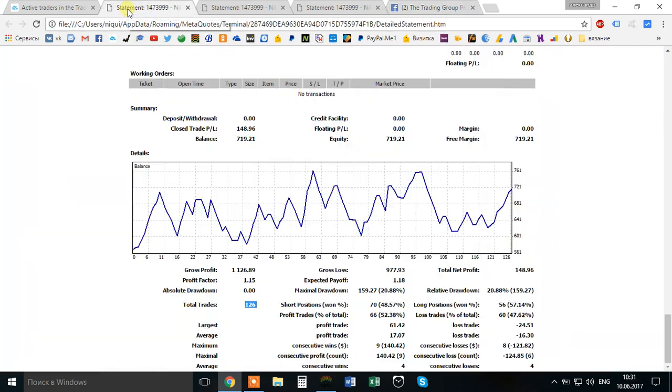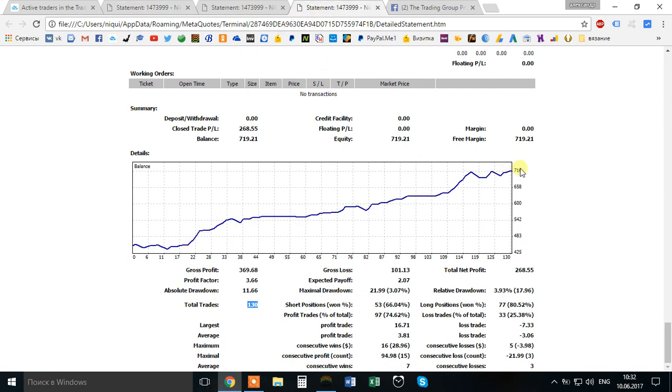So I suppose that was useful once again for you. When you feel nervous, your trading equity curve is nervous. When you feel relaxed, your trading equity curve is smooth.